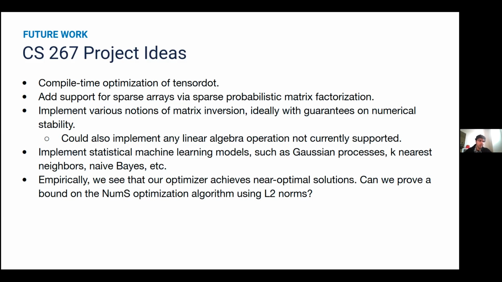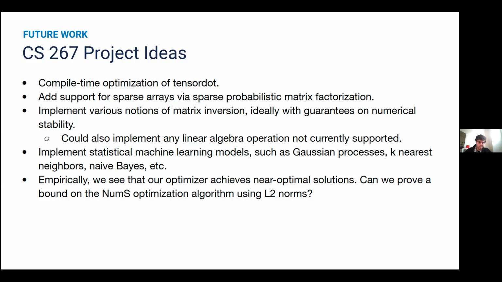We can work on providing sparse array support via sparse probabilistic matrix factorization. I think this would be a really fun project. We can implement various notions of matrix inversion, ideally with guarantees on numerical stability. We can also implement any linear algebra operation that's not currently supported by NumS. We can implement statistical machine learning models such as Gaussian processes, K nearest neighbors, naive Bayes. I think all of these would be really fun projects.